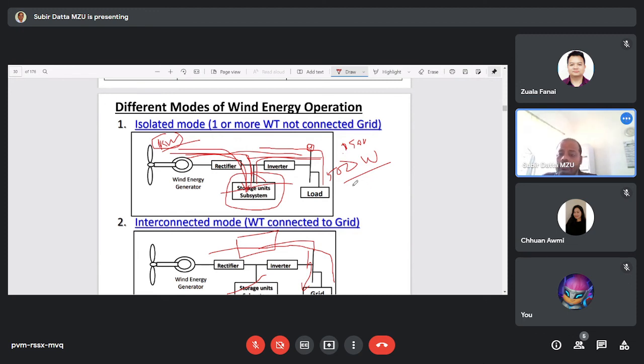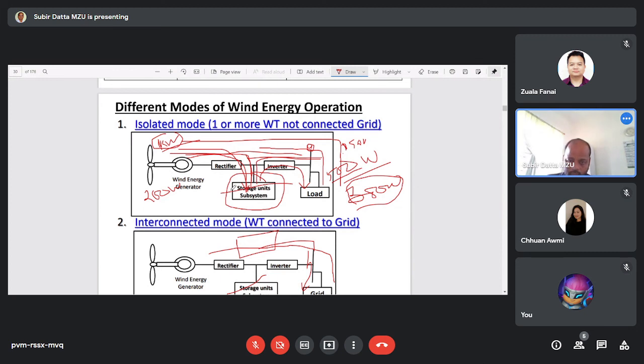Then say the generation becomes 200 watt, and the load is 500 watt. The load is more than the generation. This 200 watt will flow from the source to the load, but the demand is more than this, so 300 watt of extra power is required to fulfill the demand. From where will we get this extra power? We will get it from the storage unit. The storage unit will supply the extra 300 watt to the load to fulfill the load demand.